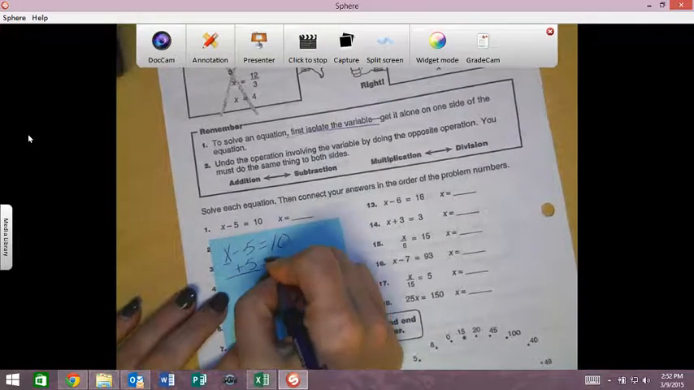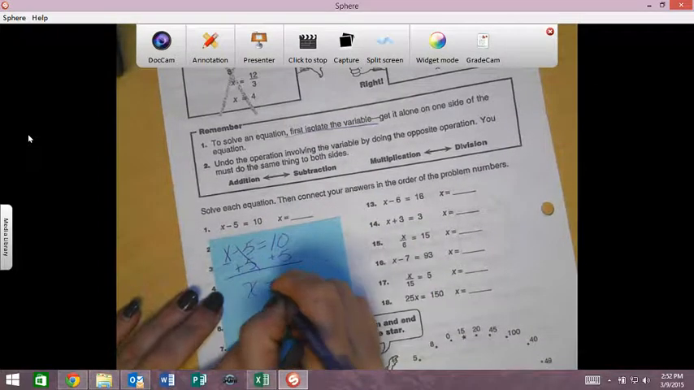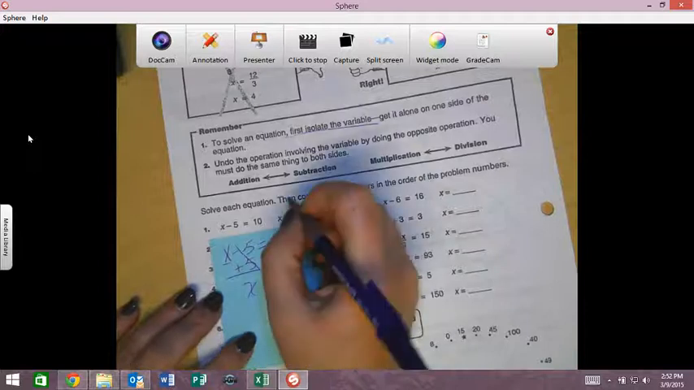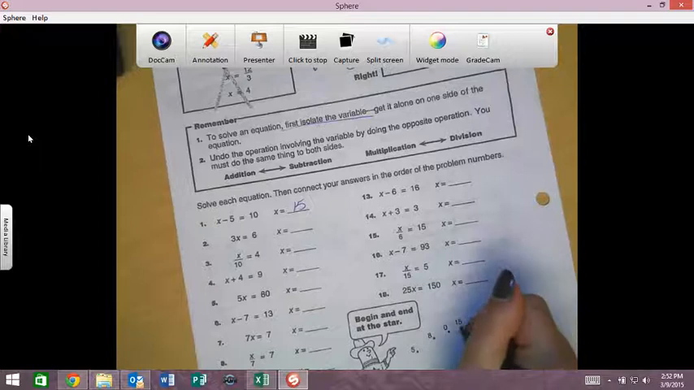We do the inverse operation, the opposite. So your x should equal 15. So this is where we're going to start. We're going to start right here at 15.